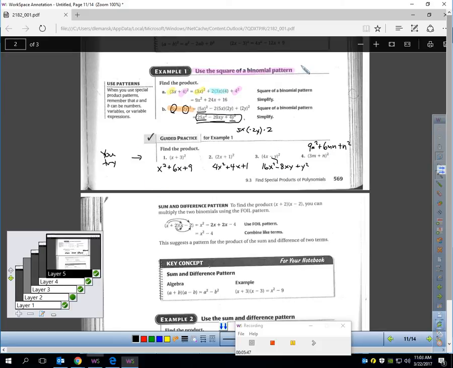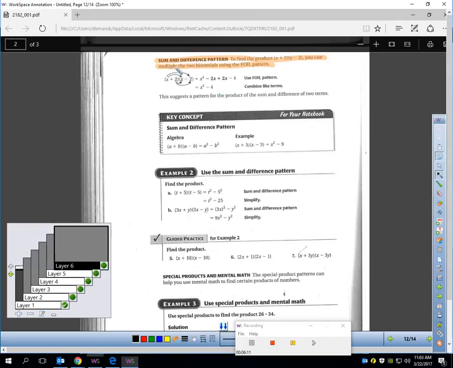So that's the first pattern, the square of a binomial. That's the first special case that you've learned. There's one more. It's called the sum and difference pattern.